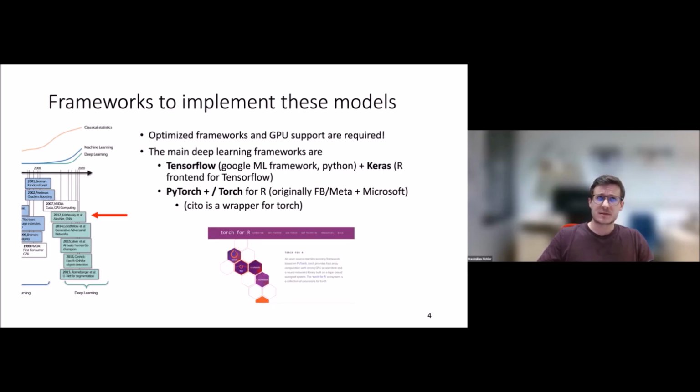And now, very new, since like 2 or 3 years, we have Torch for R. So this is PyTorch just without the Python. So it has an R front end, but the back end is still Torch, which is also used by PyTorch. And the nice thing about Torch for R is that we can use it directly in R without having to use reticulate, which is a package that we can use to run Python code from R. And cito is based on Torch for R because with that we can build an R package for training deep neural networks within R without using Python.